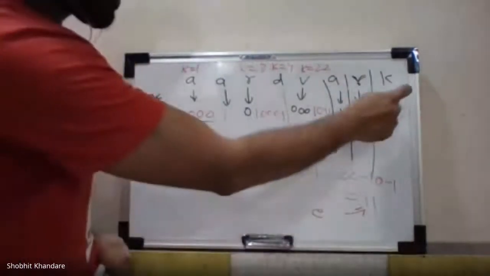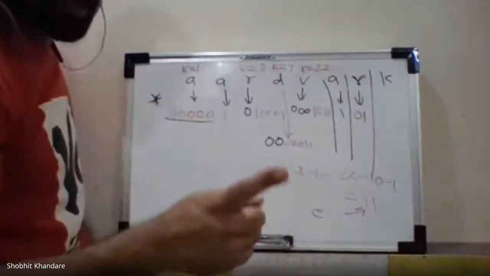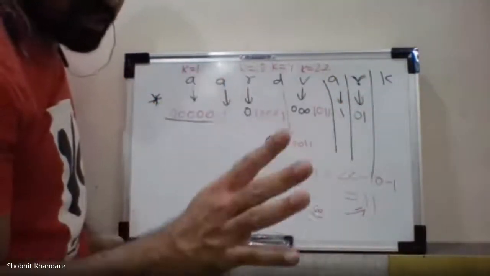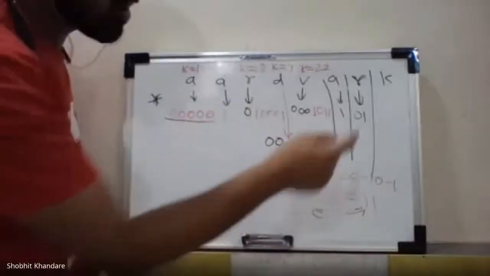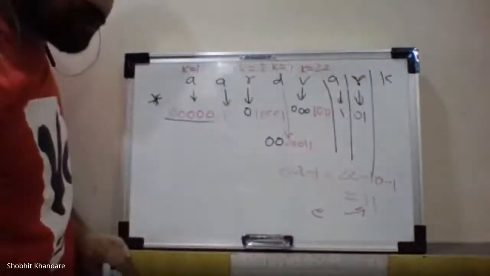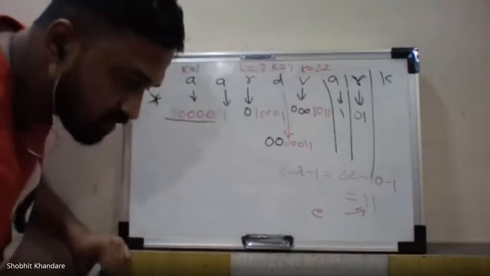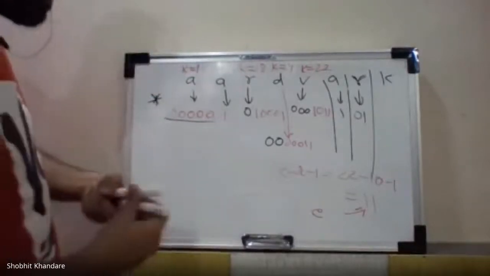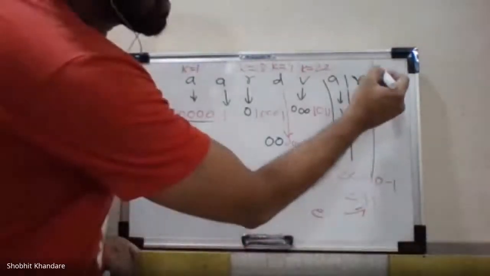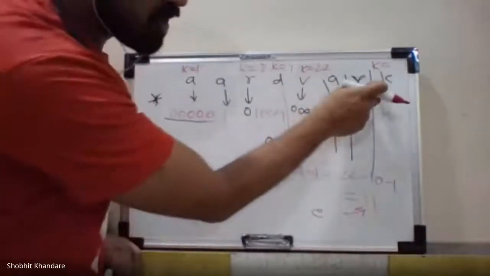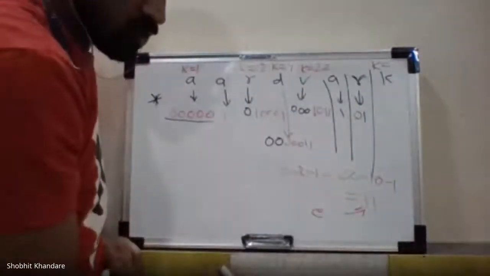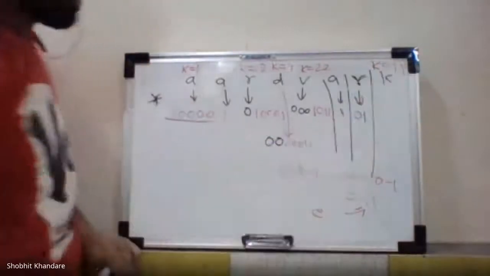Now the K has come for the first time, so I have to send the NYT code followed by the fixed code of K. Now as far as this K is concerned, tell me the value of K. Because I have to use the fixed code for K, I should know the value of K. So K is equal to 11. Yes, K is equal to 11.